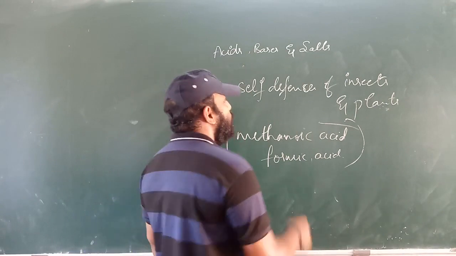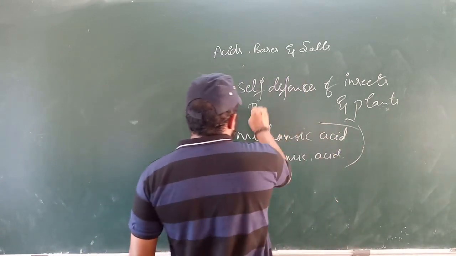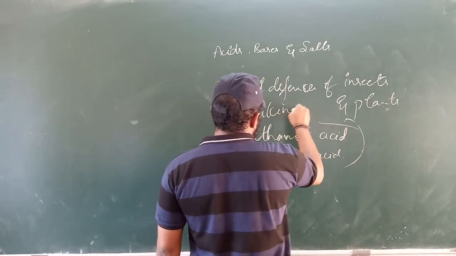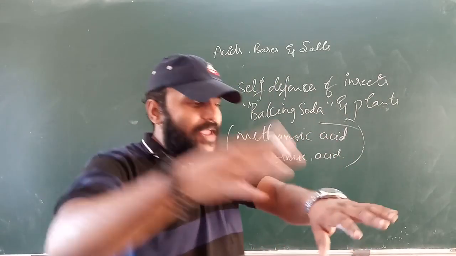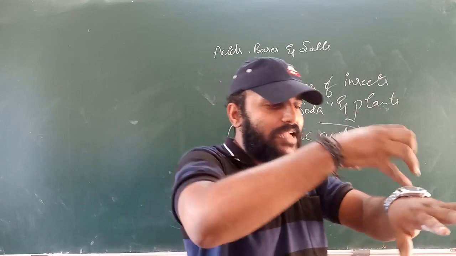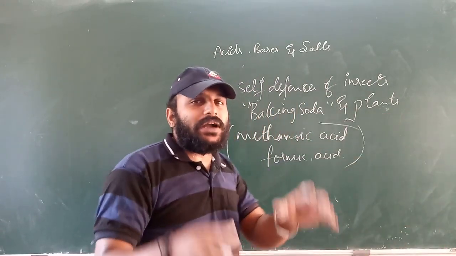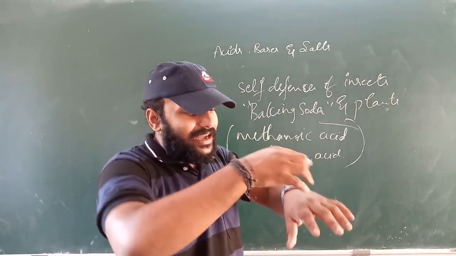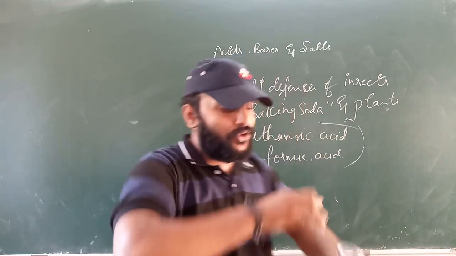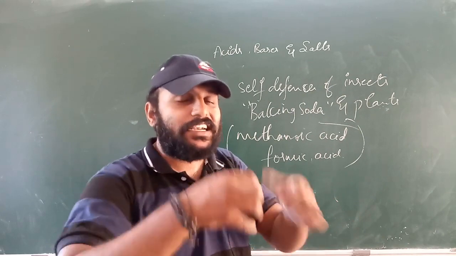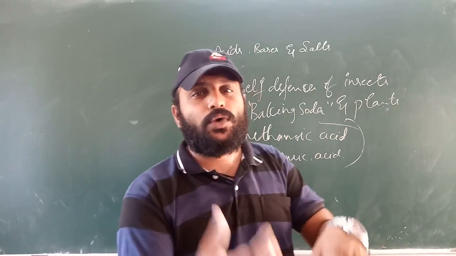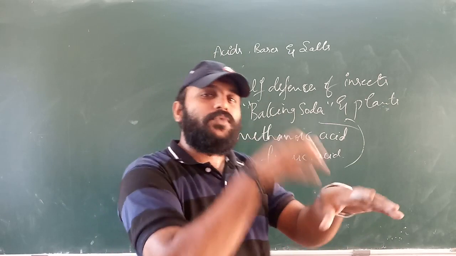So here, what we can do is rub with baking soda. If we apply baking soda in that region where the insect has stung you, that baking soda is what? It's a base. Means what? You are reacting the base with the acid. When you rub that portion with baking soda, it will decrease the pain. It will decrease the pain means what? You are reacting the base with the acid.